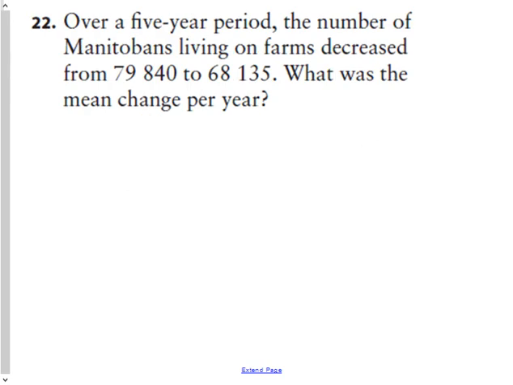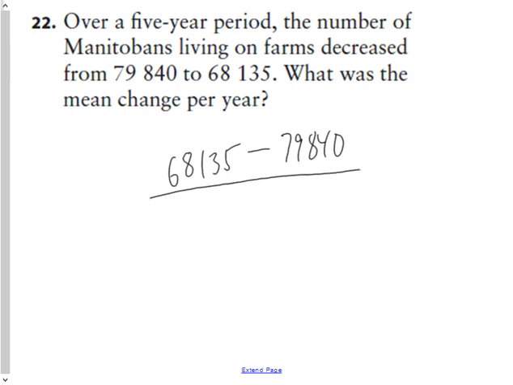Question 22: over a 5-year period, the number of Manitobans living on farms decreased from this to this. So this is a tricky one. Because it's decreasing, I'm going to take where it ended, take away where it started to represent the decline. If I reverse it, it appears rather than declining in population, it's increasing in population. Divided between the 5 years, this is going to give us our average change per year.